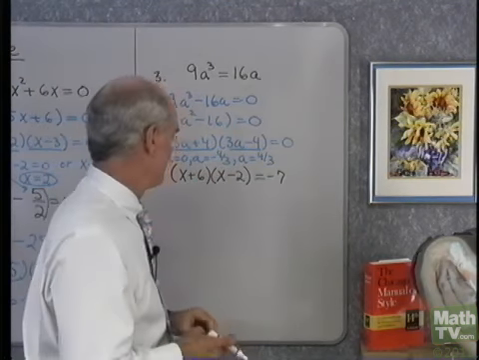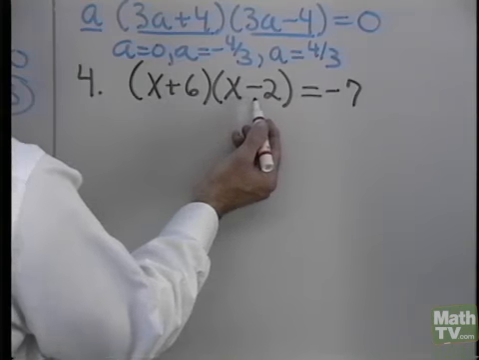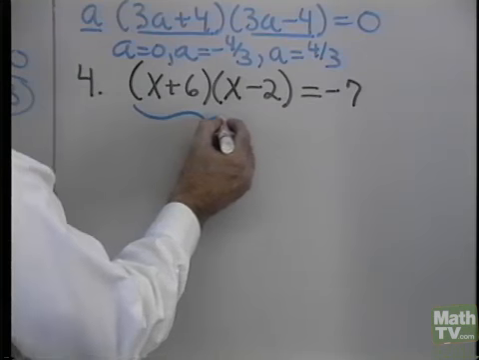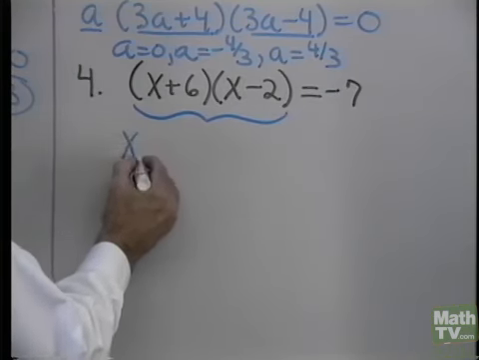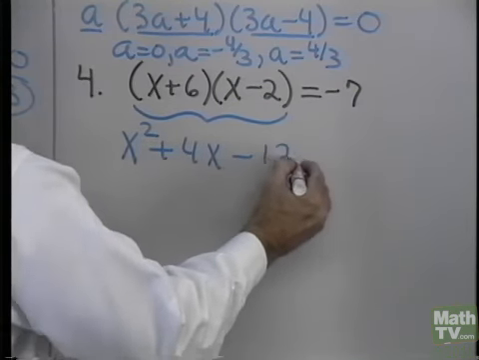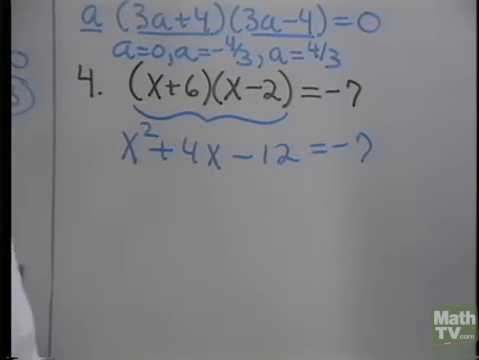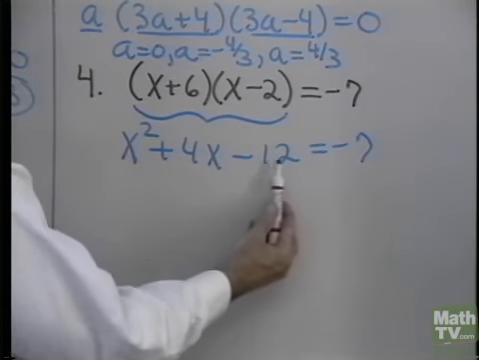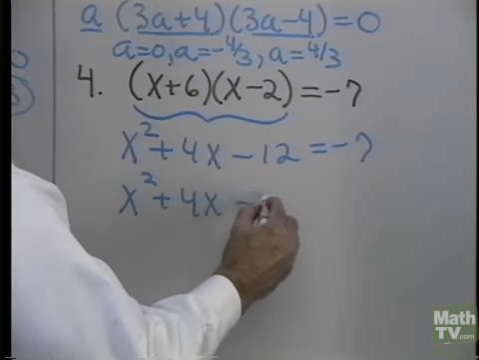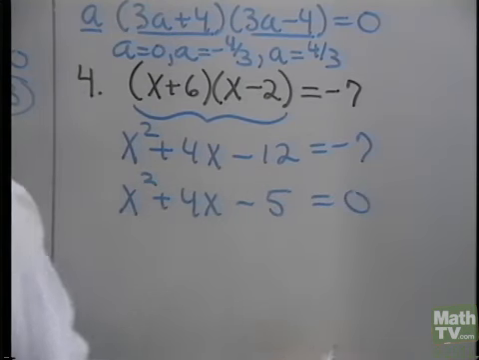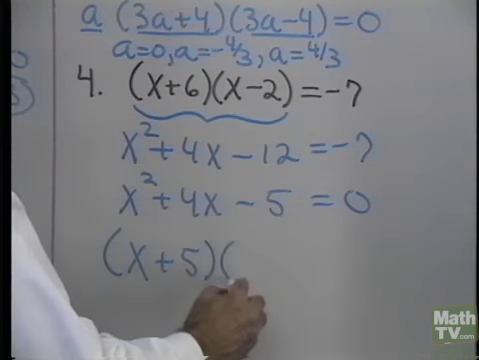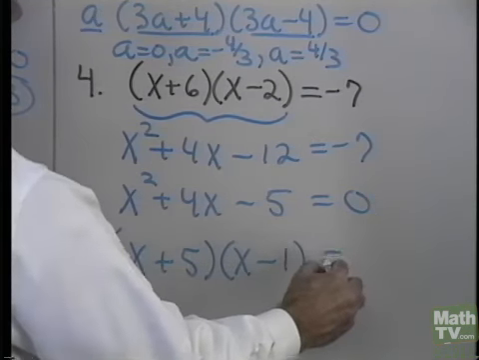Here's our last example. x plus 6 times x minus 2 is equal to negative 7. To put this in standard form, I begin by multiplying these out. I'll have x squared plus 4x minus 12 is equal to negative 7. Put this in standard form by adding 7 to each side. I'll have x squared plus 4x minus 5 is equal to 0. Factor this. I have x plus 5 times x minus 1 is equal to 0.